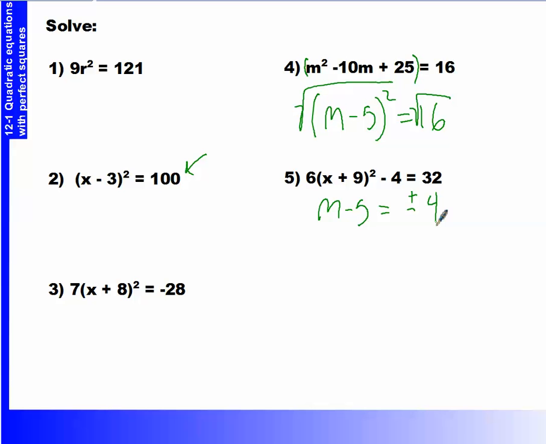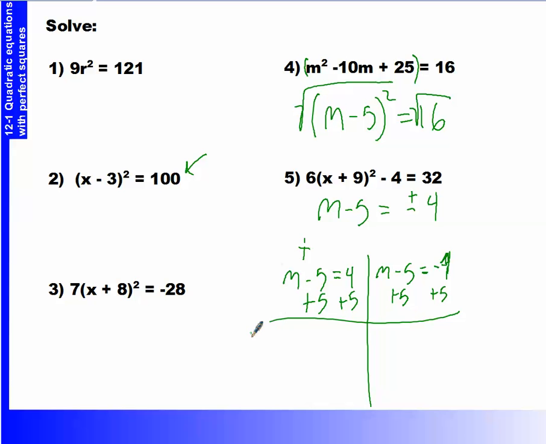So we have two problems. We have the positive problem, m minus 5 is equal to 4. And we have m minus 5 is equal to negative 4. So what am I going to do to all parts here? I'm going to add 5. So I have m is equal to 9. M is equal to 1. I get the same answers. So we have two options on solving this.